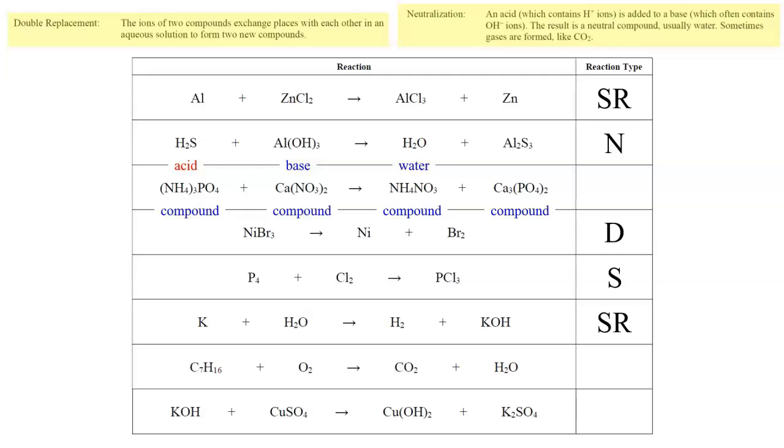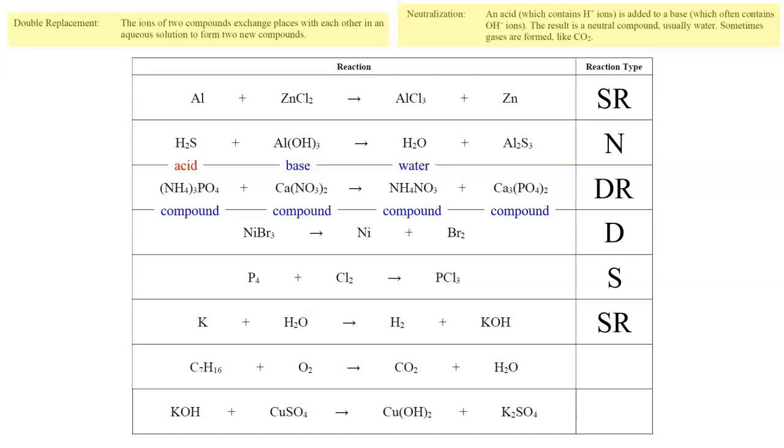I don't see the hydroxide or the OH minus ion. I don't see a chemical formula that begins with hydrogen, so there's no obvious signs of an acid or a base, and I don't see water on the right side of the equation, so this would be classified as a double replacement reaction. Two compounds exchanging ions to produce two new compounds.